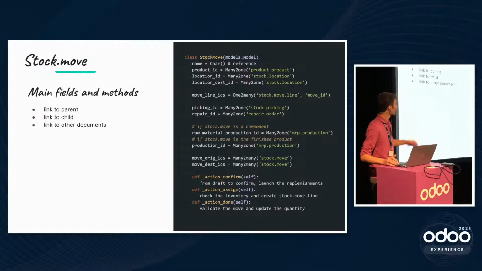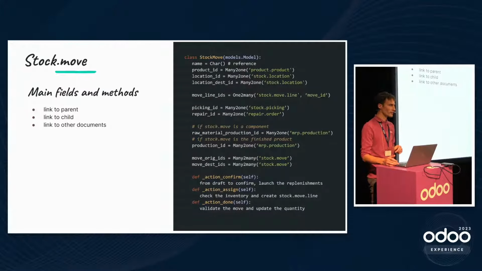So here is the skeleton of a stock move. This is actually part of the code we have in stock for the stock move. You can see stock move is defined by a name. Usually it is the name of the top level object, so the name of the stock picking, the name of the production, or the repair order.